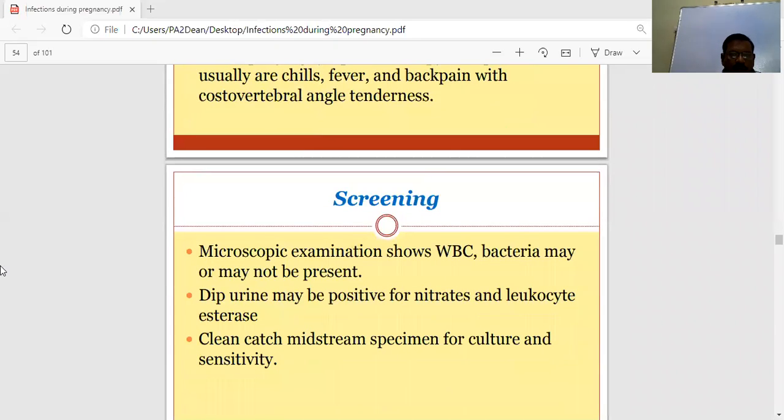To screen this, microscopic examination shows WBC. Bacteria may or may not be present. If bacteria is not present, we call it asymptomatic bacteriuria. Dip urine may be positive for nitrates and leukocytes, and clean catch midstream for culture and sensitivity. When we send the urine for culture and sensitivity, it must be a midstream urine, and you have to send it in a clean and autoclaved container.